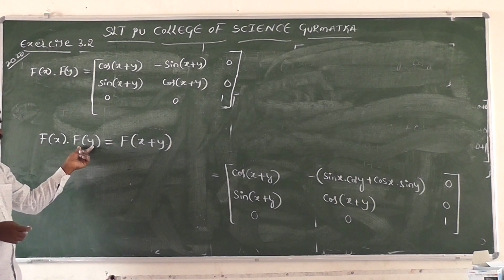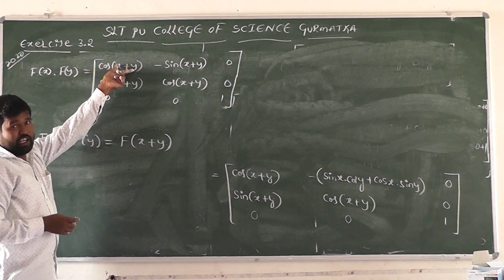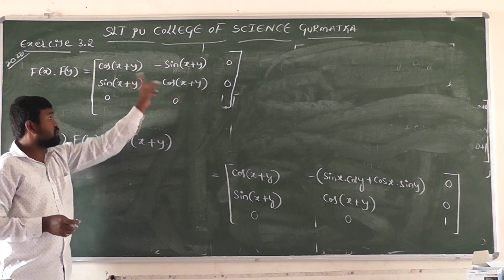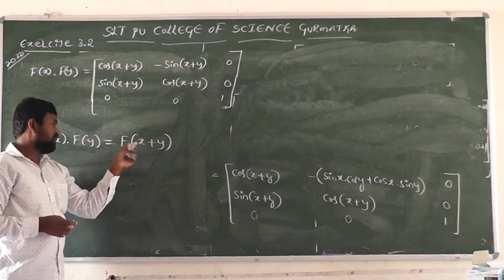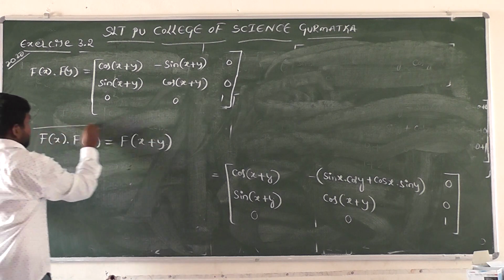Right? F of x into f of y. It is equal to given matrix here. X can be replaced by what here? X plus y, x plus y, x plus y, x plus y. Right? That's why the function x can be replaced by f of x plus y. Right?